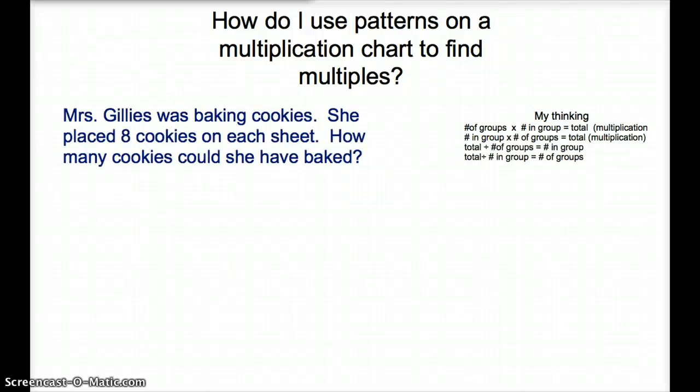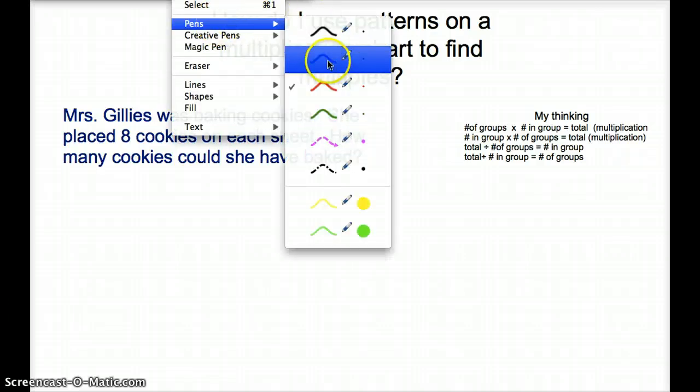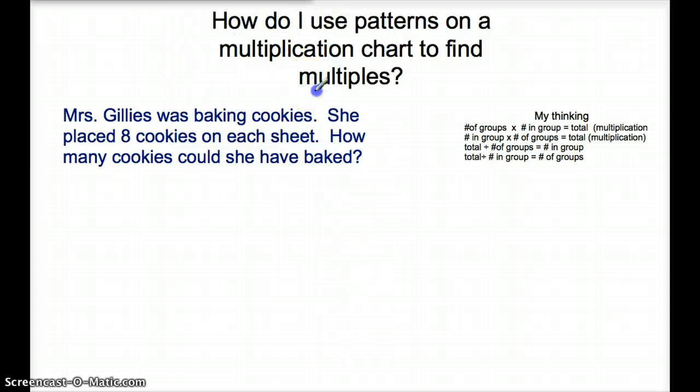Today your learning goal is how do I use patterns on a multiplication chart to find multiples. So first I want to talk about what multiples are. Multiples are all the answers in a multiplication problem, or we can also think of it as skip counting.